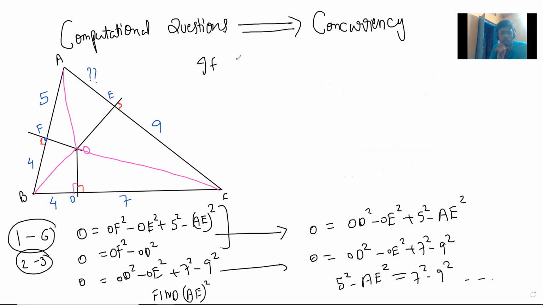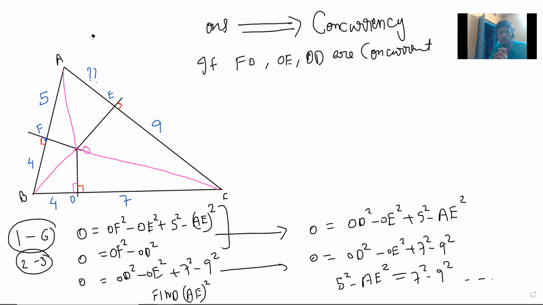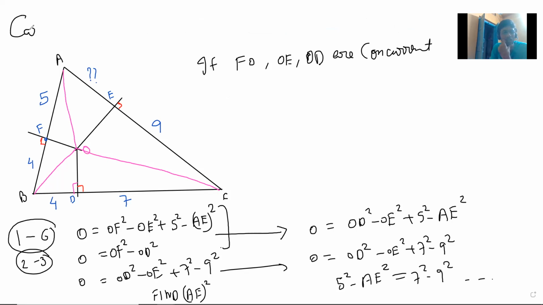So if FO, OE, and OD are concurrent, so if they meet, and remember that these are perpendicular: FO is perpendicular to AB. So let me remove this. This is a special case maybe of what is called the Carnot theorem. Not the one in physics, there is another one in physics also, which is probably more important, more fundamental. But this is our theorem in maths, Carnot's theorem. So, special case.